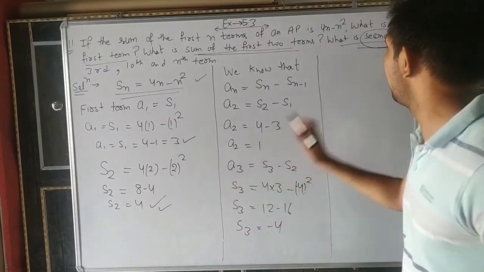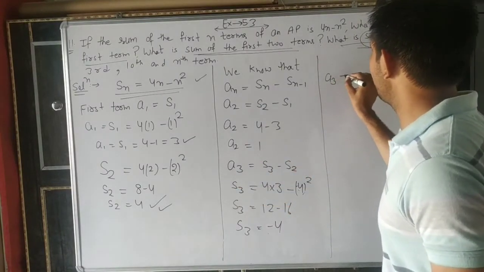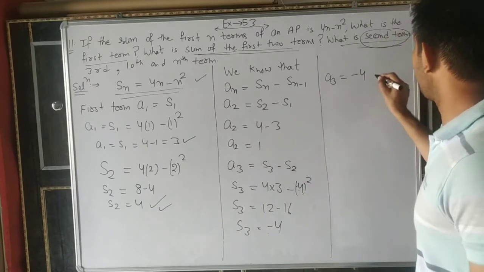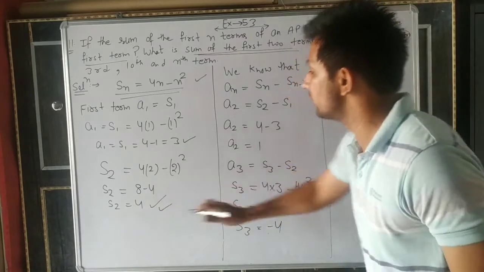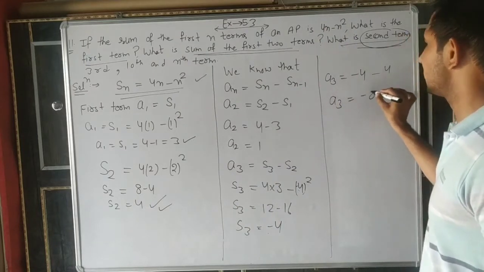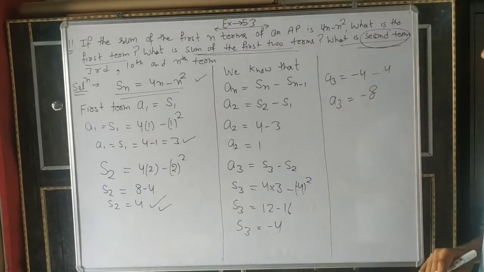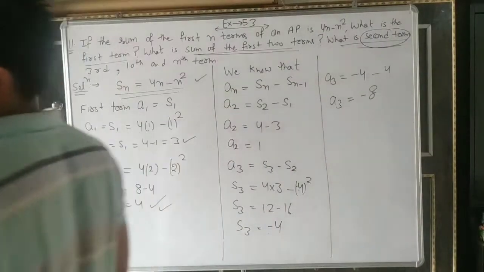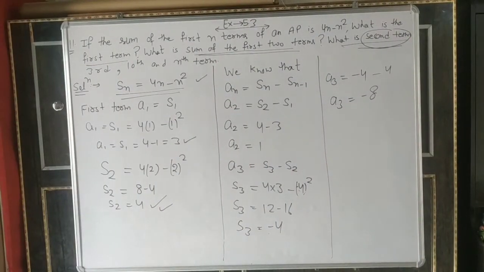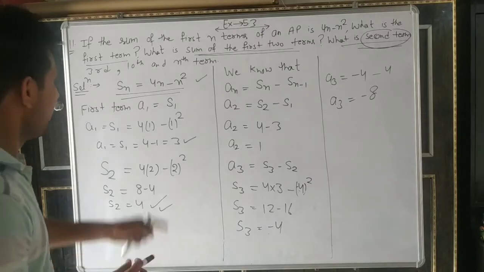But we want to find A3. A3 is equal to S3, how much S3? Minus 4, minus S2. S2 is again 4. So what is A3? A3 is minus 8. It's okay. A3 is minus 8. I think we made a mistake. Check it. Where did we make the mistake?